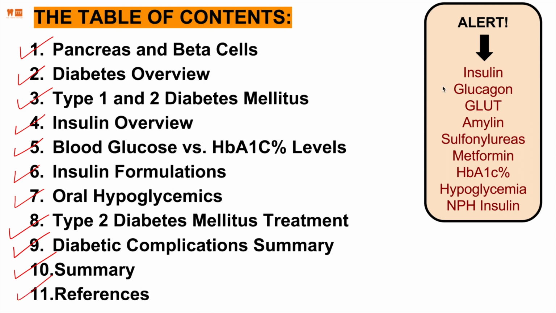So like we said in our last lecture, we've introduced this alert screen here. During the lecture, you want to keep an eye out for these terminologies: insulin, glucagon, the GLUTs, amylin, sulfonylureas, metformin, HbA1c percentage levels, as well as hypoglycemia as a terminology, and NPH insulin.